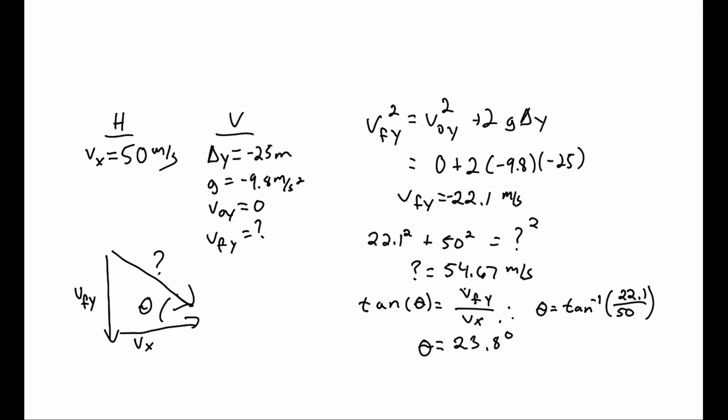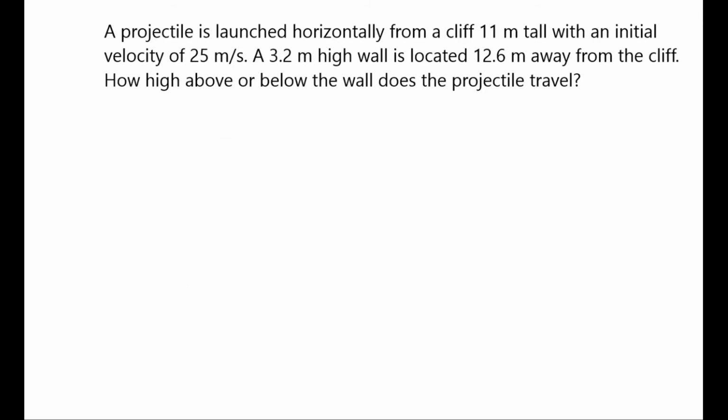23.8 degrees. So you hit the ground going 54.6 meters per second at an angle of 23 degrees above the horizontal, or above the ground. Questions on that one? Last one we'll do together here.